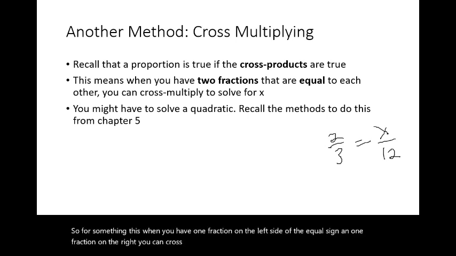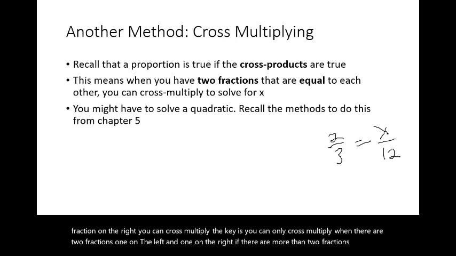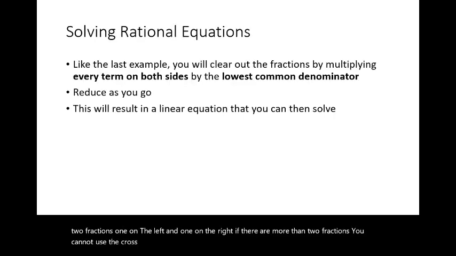The key is you can only cross-multiply when there are two fractions, one on the left and one on the right. If there are more than two fractions, you cannot use the cross-multiplying method. You are going to have to use the lowest common denominator method.